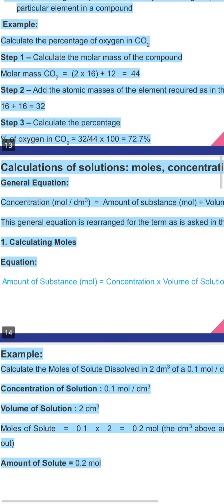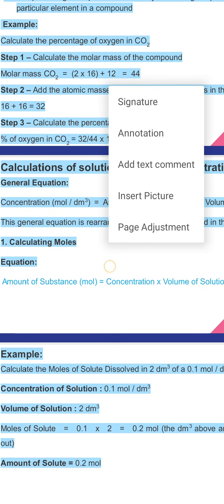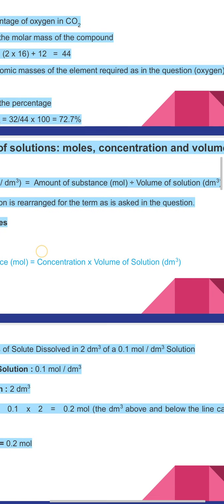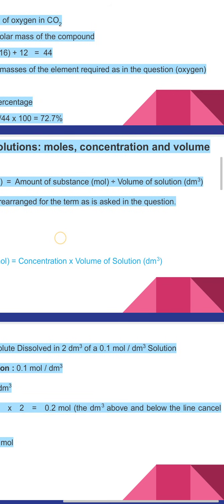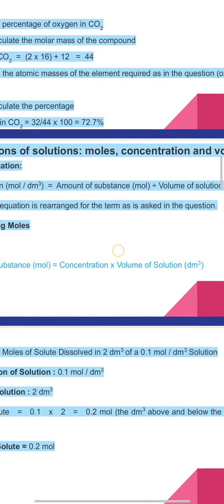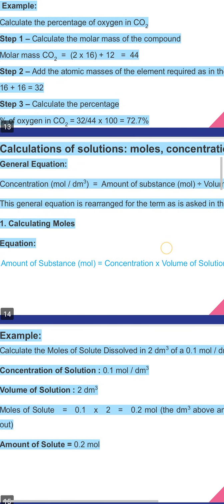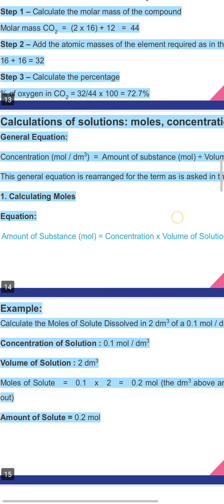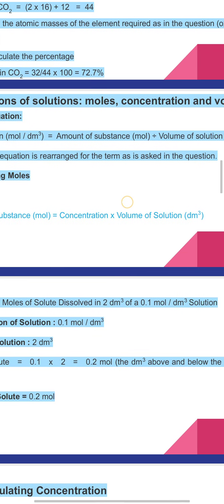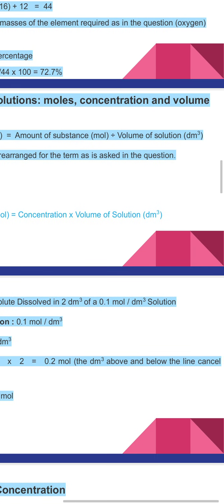Now the calculation of solutions, moles, concentration and volume. The general equation is concentration in mole per decimeter cube equals amount of substance in mole divided by volume of solution in decimeter cube. The general equation is rearranged for the term asked in the question. Calculating moles. The equation is amount of substance in mole equals concentration times volume of solution in decimeter cube.